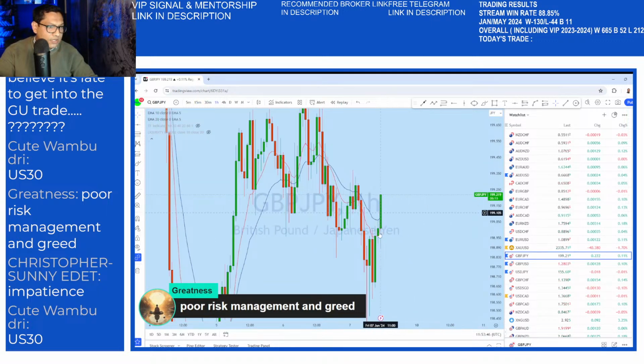So from the 1 hour, we can see a bullish liquidity candle is being formed.